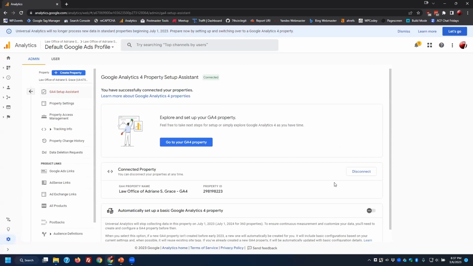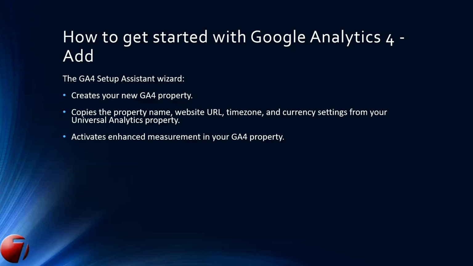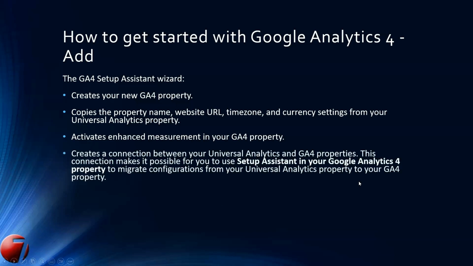And again, it does activate that enhanced automatically. Now, this is that neat little piece. It creates a connection between Universal and GA4. That connection helps us to migrate certain configurations, because it'll allow us to automatically migrate certain pieces. It also allows us to use a single code snippet if we're doing this manually, to embed Google on our site.